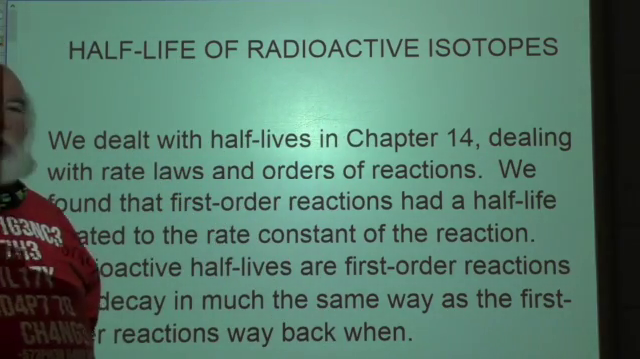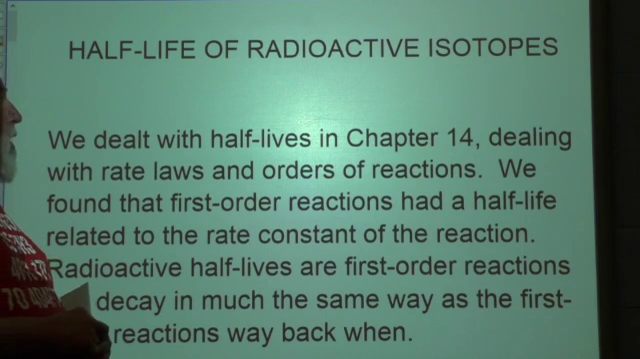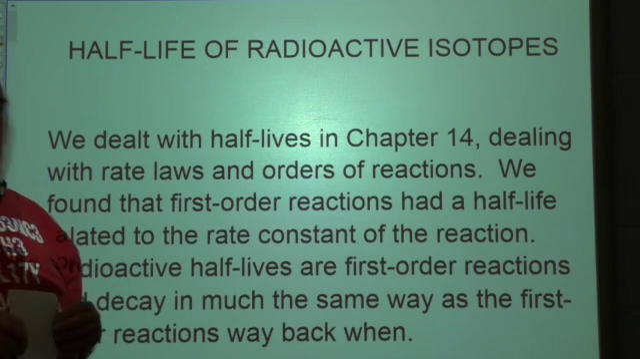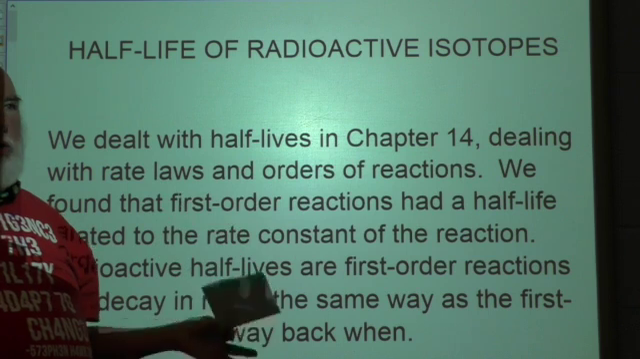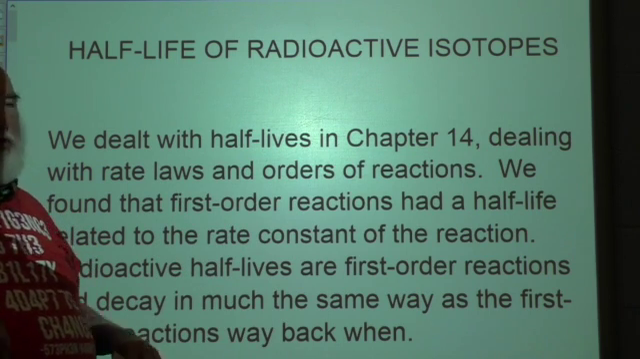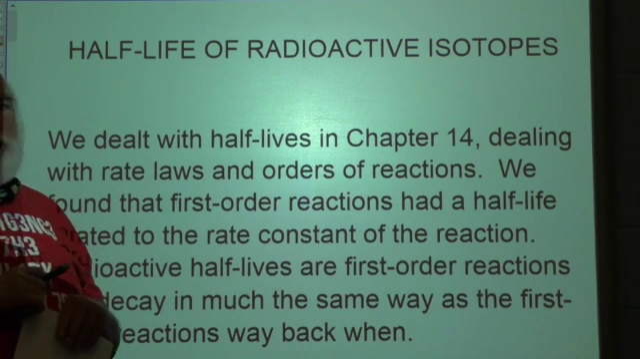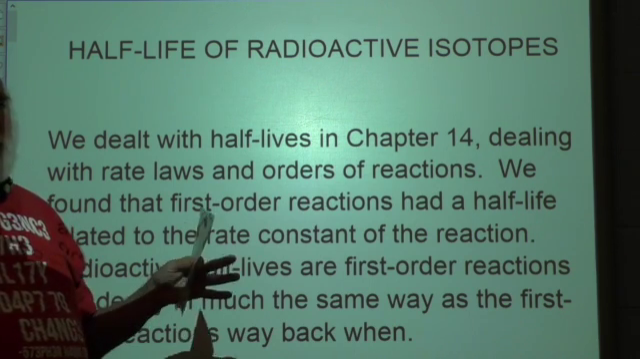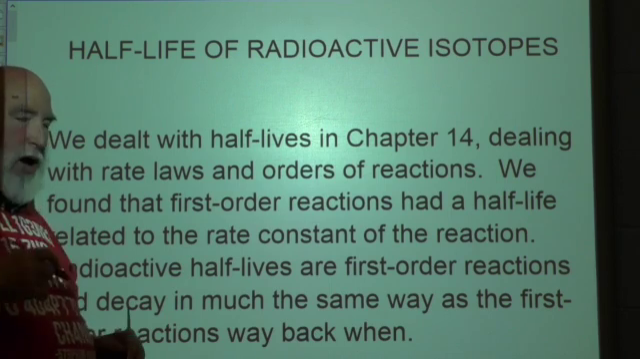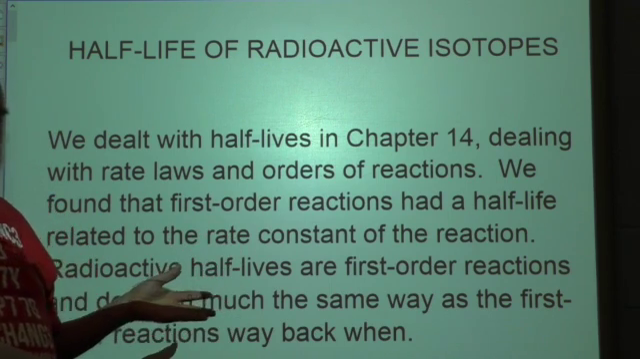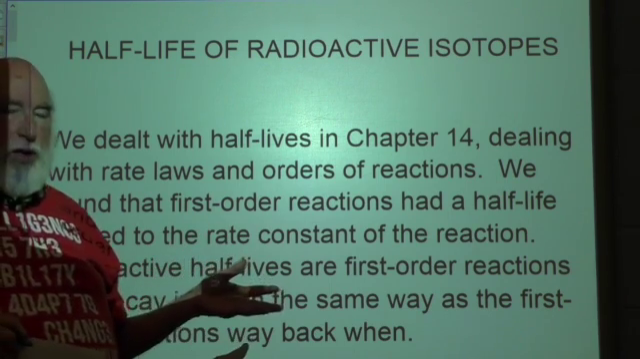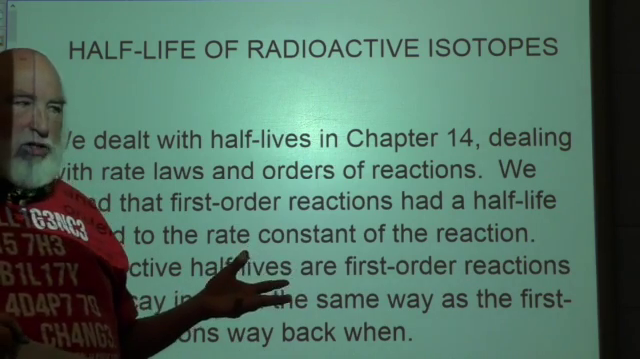3, 2, 1. All right, our next topic deals with the half-life of radioactive isotopes. Now, we talked about radioactive particles and the substances that emit them. It turns out that each one has a different period of time in which half of it decreases. We talked about half-lives way back in chapter 14 when we dealt with rates of reactions.